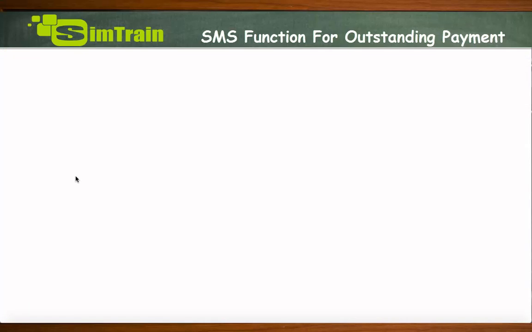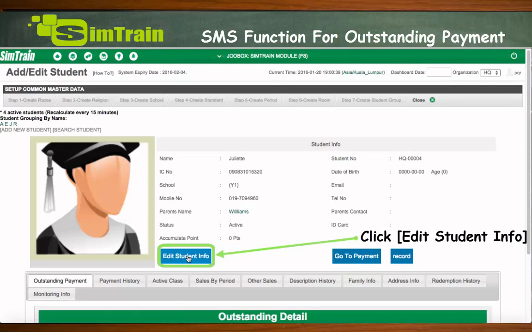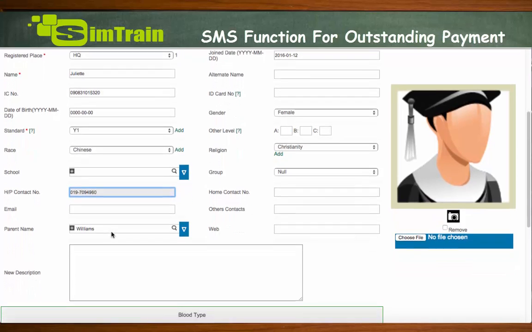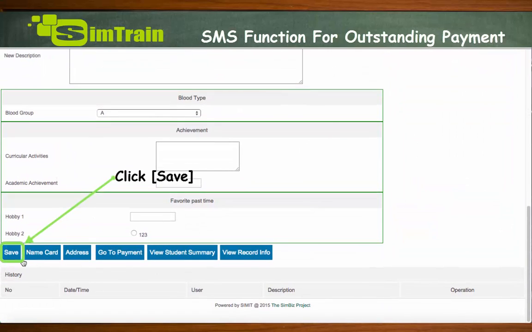Click name. Okay, click on edit student info. So if the student has a contact number, you may do so. If he or she doesn't have any contact number, just leave it blank. So in this case, Juliet has a contact number, so I already inserted it here. And you can always change or update the contact number. I'm going to save it.